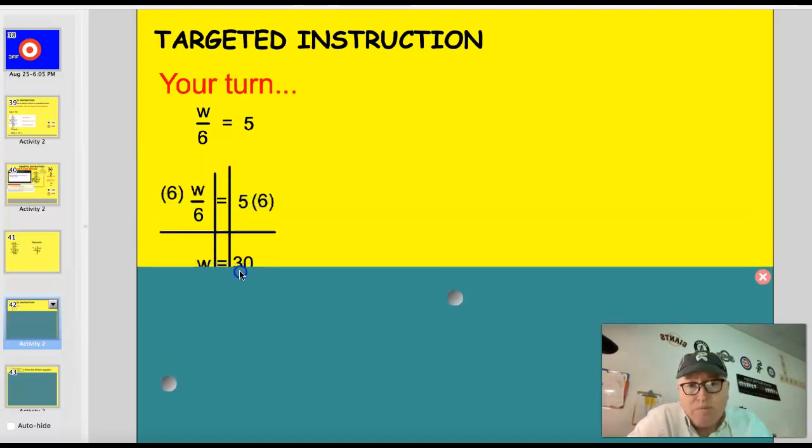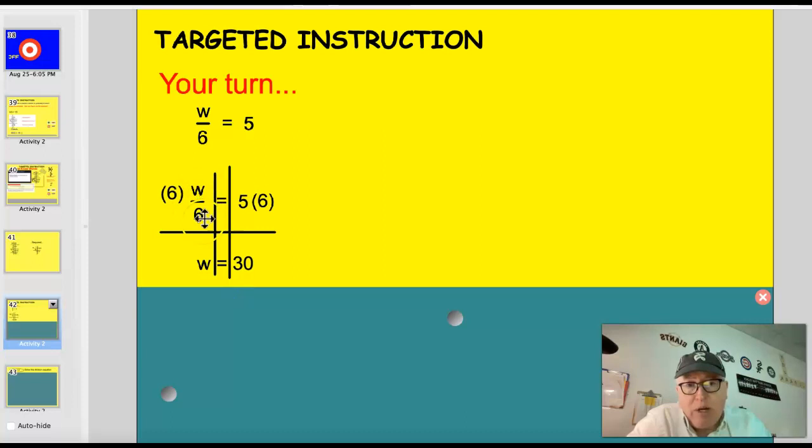So I've rewritten this out here. W divided by 6 equals 5. And let's just get our marker out here. We can do the cross-offs. Well, these 6s cross off. We have 1 in the numerator and 1 in the denominator. Notice how high this one is. We're left with W isolated here, and 5 times 6 equals 30, just like we wanted to do.